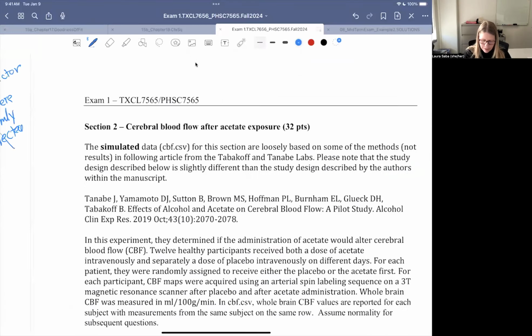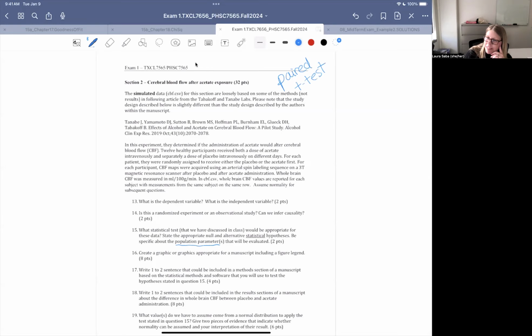All right, so section 2 was our paired t-test. We did fairly well throughout all of these questions. Just a reminder, I'm asking for population parameters. When I'm talking about a paired t-test, that's the mean of the differences. Or if I'm talking about a 2-sample t-test, it's the difference of the means of the groups. So these are the mu's that we have talked about so far.